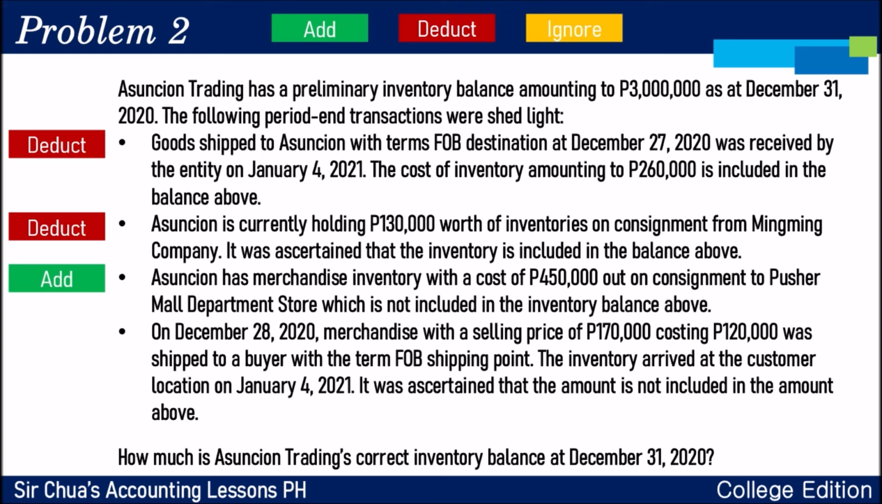Nandun po ba siya sa 3 million? Anong sabi? It was ascertained that the amount is not included. So, kung hindi na siya sa atin at hindi rin naman siya kasama dun sa 3 million, tama lang na wala siya dun sa 3 million. So, ang gagawin natin, ignore.